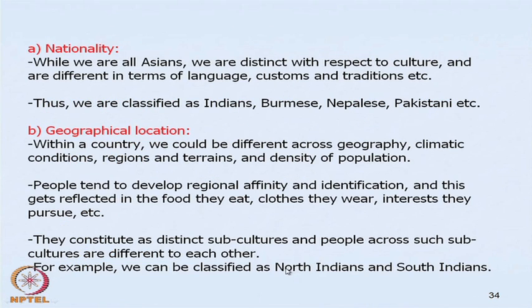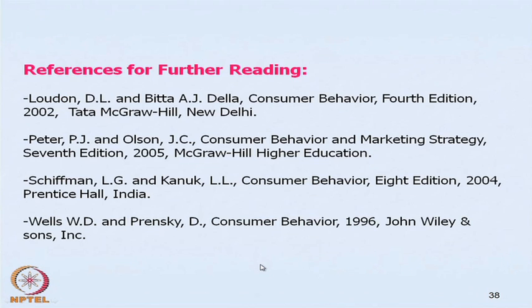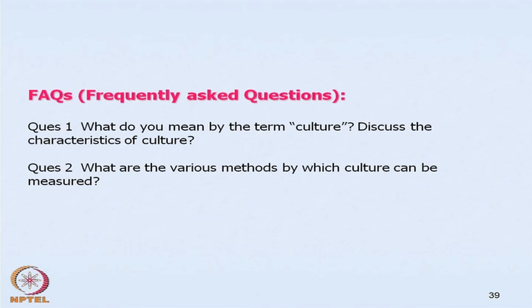So with this we come to an end of our discussion on culture and subculture, with references for further reading: Loudon and Della Bitta, Peter and Olson, Schiffman and Kanuk, and Wells and Prensky. These are the books which one should be referring to. The frequently asked questions. Question 1, what do we mean by culture? Discuss the characteristics of culture. And question 2, what are the various methods by which culture can be measured?